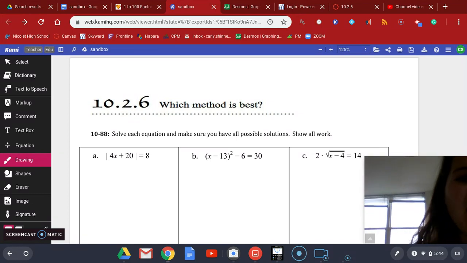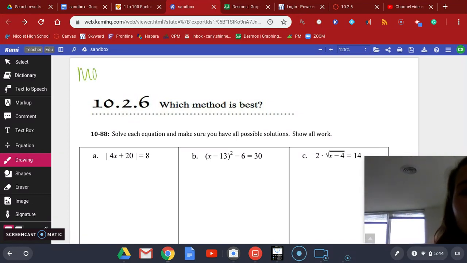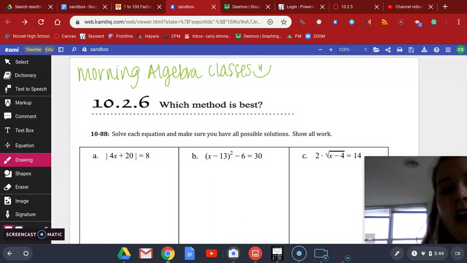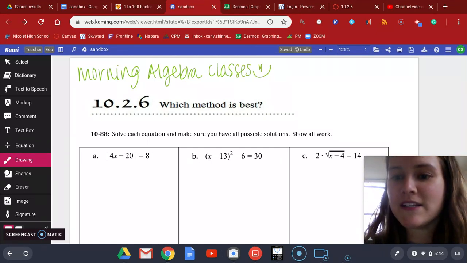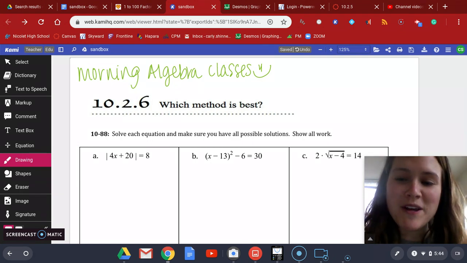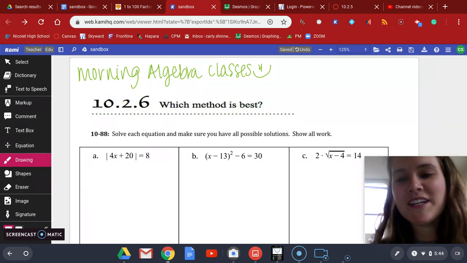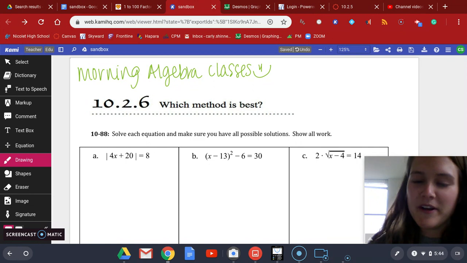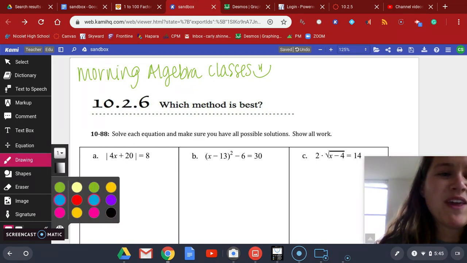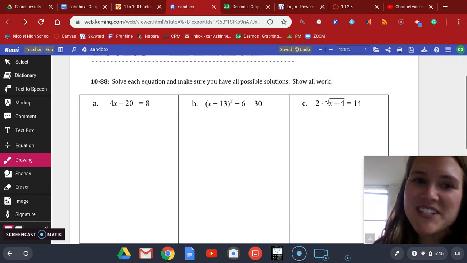I will just say I loved starting my morning with algebra. So my morning algebra classes, so many fun and funny and kind students that would just make me laugh in the morning. It was just such a great way to start my day. So thank you, periods 1 and 2. You guys are the greatest. This is my little heart. So thank you guys. Be sure to share something up top, and then we will get started here.